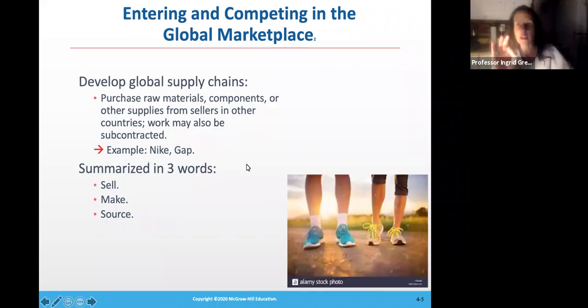And then the third way is your supplier. This is purchasing raw materials, components, or other supplies from sellers in other countries. And this work could also be subcontracted. So, for example, Nike is looking for shoelaces in a particular country.